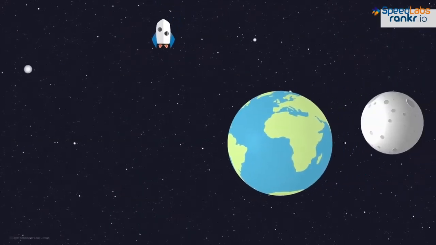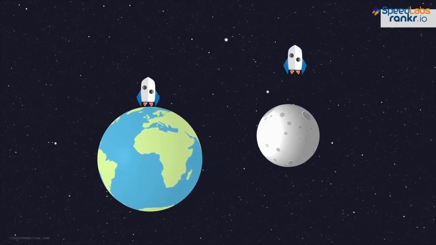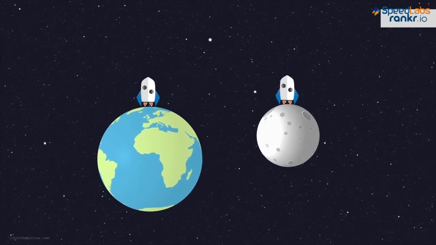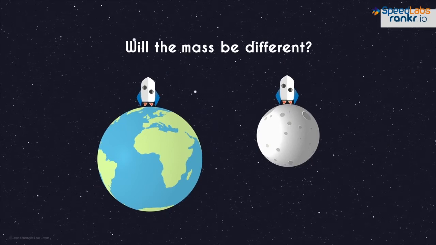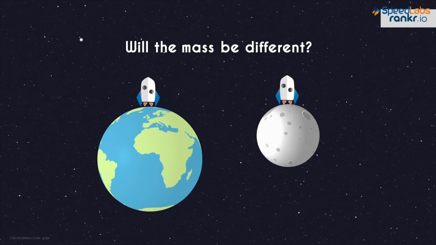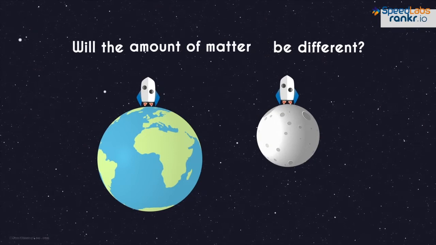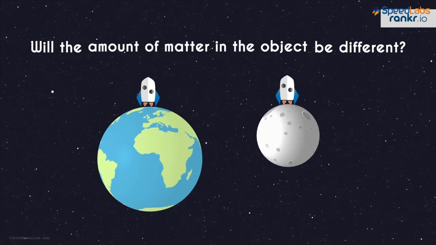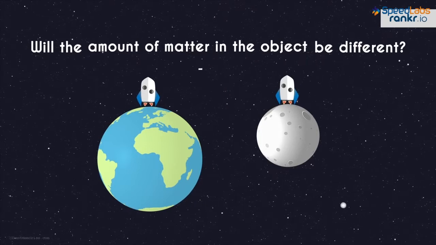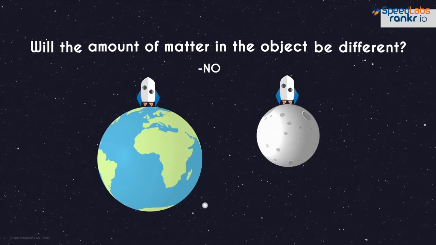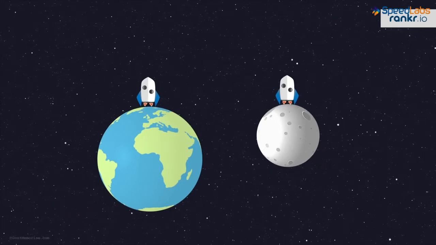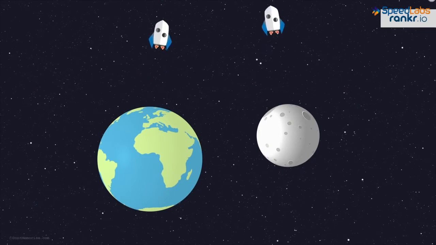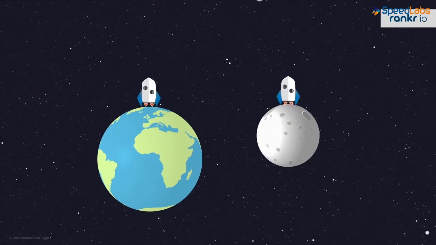Now consider two situations. One in which an object is on the Earth, and second in which the same object is on the Moon. Will the mass of the object be different in these cases? To answer this question, we ask ourselves another simple question. Will the amount of matter present in the object be different in these cases? Absolutely not. The matter in the object is not changing at all, which is why the mass will be the same in each of the cases. The mass of an object remains constant no matter where it is placed.